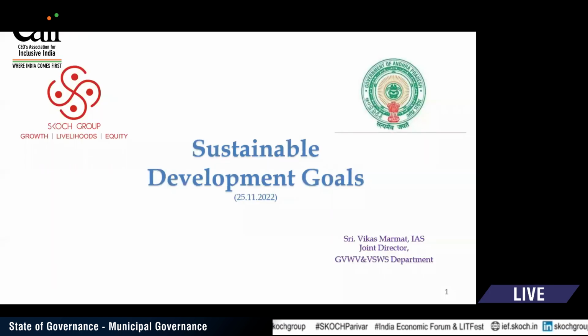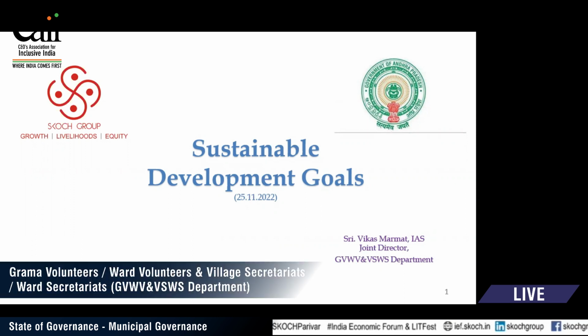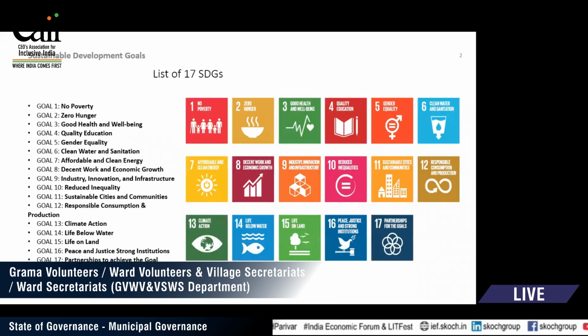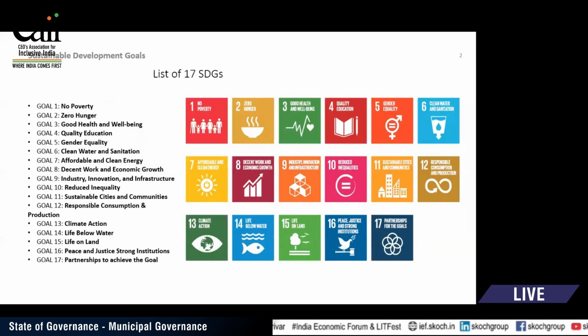On behalf of Vikas Parmat sir, on sustainable development goals. These are the globally recognized goals to be achieved by 2030. There are 17 sustainable development goals, like no poverty, zero hunger, health and well-being. All these need to be achieved by 2030.